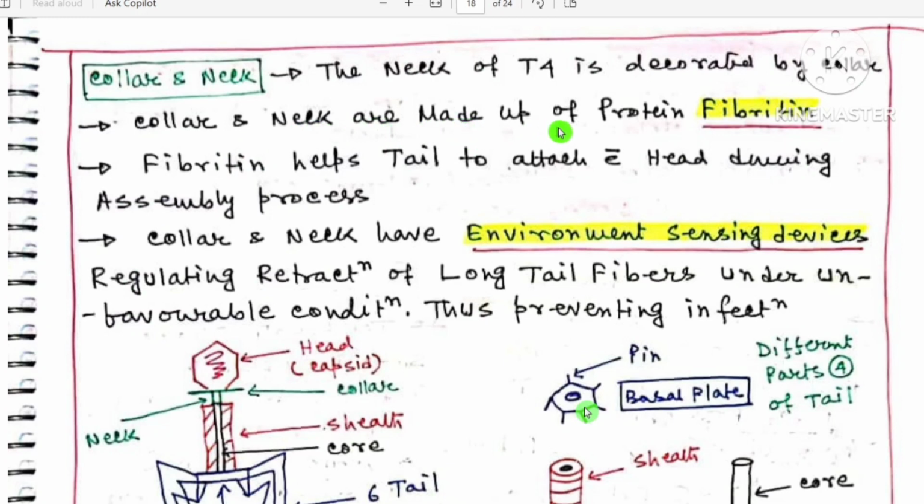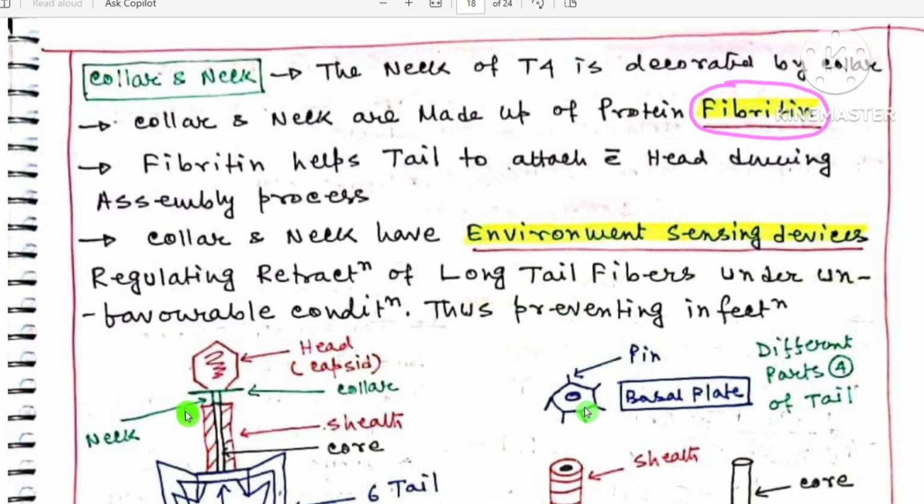The collar and neck are made up of protein fibritin. In the T4 phage the collar and neck are made up of a special type of protein known as fibritin. Fibritin helps the tail attach to the head during the assembly process. The collar and neck have environmental sensing devices regulating retraction of the long tail fiber under unfavorable conditions, thus preventing infection.